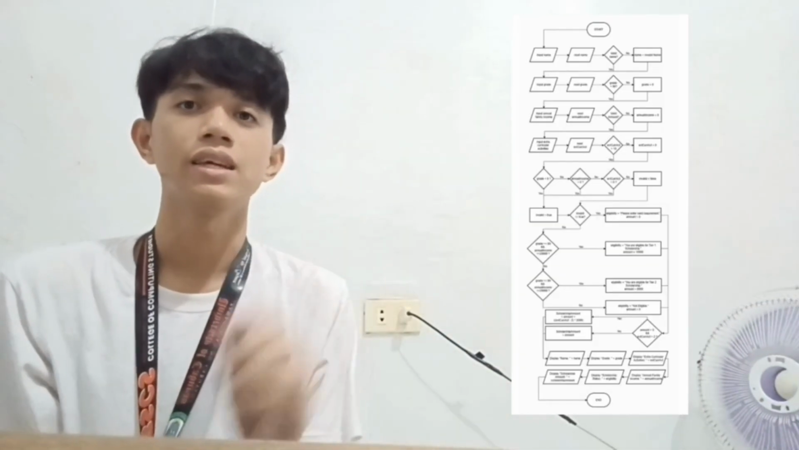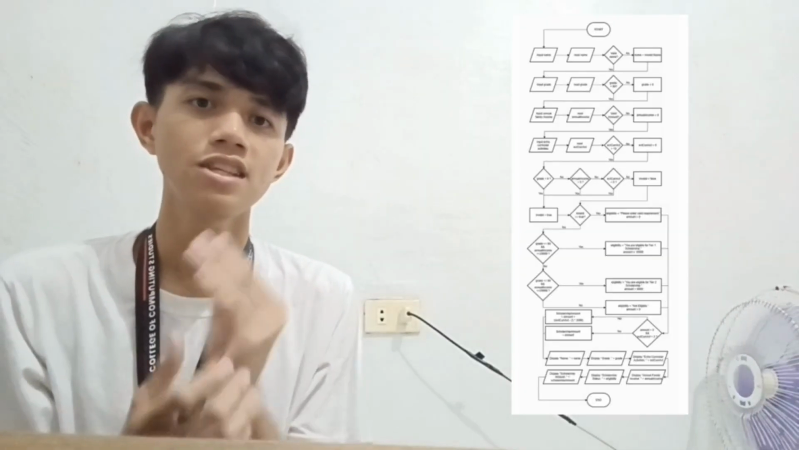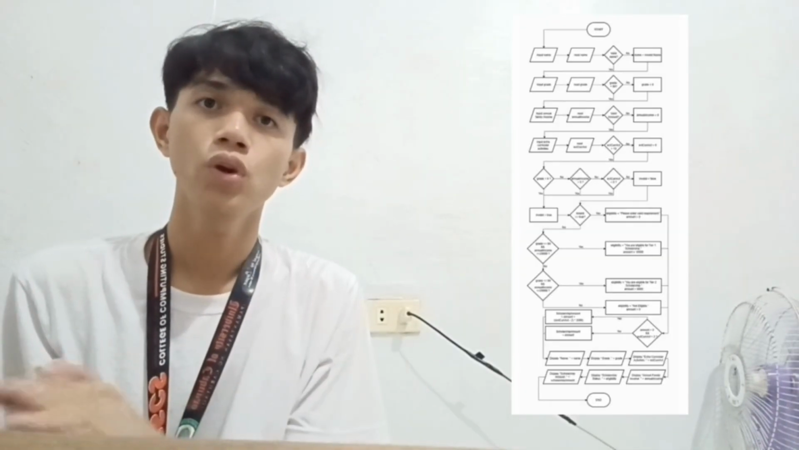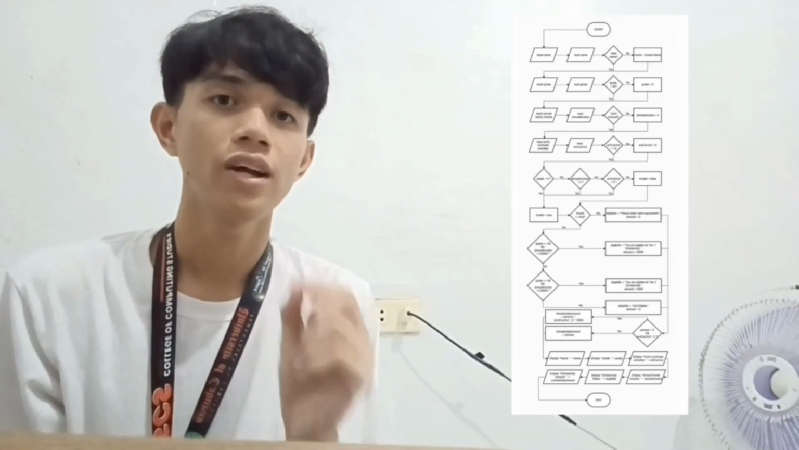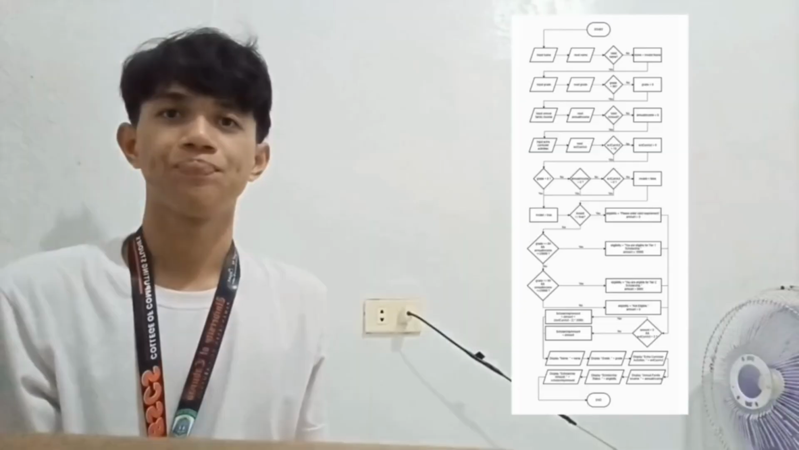First, main entry. We input and read the student's name. We check, is this a valid name? If no, we assign name is equal to valid name. If yes, we move to the next line. And second is the grade entry.